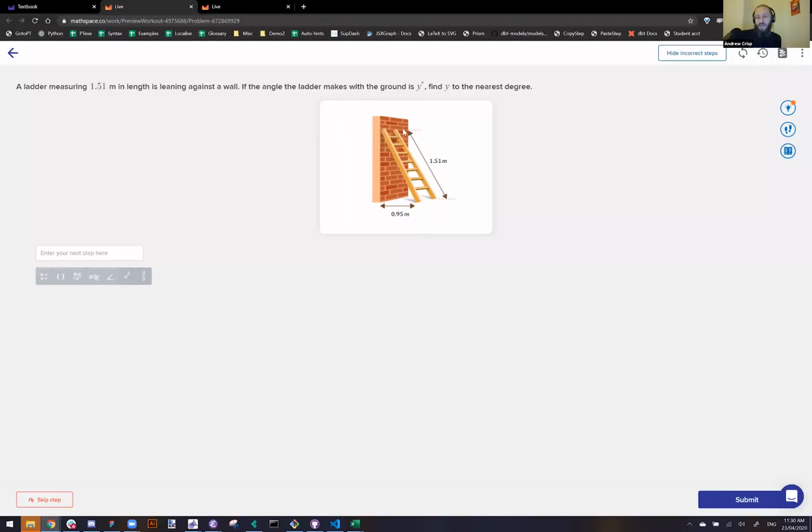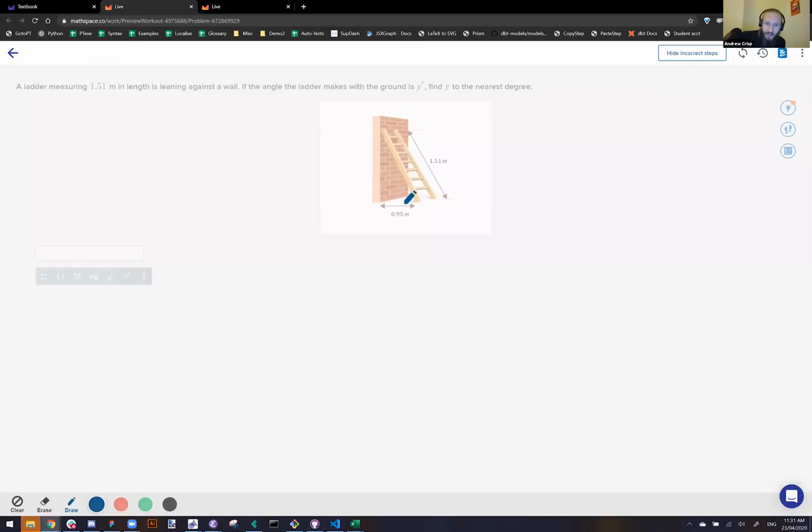But what we do know in this setup is that the ladder is 1.51 meters long and it's 0.95 meters away from the wall. Now, this diagram doesn't even have the angle on it. Where does the angle come from? Well, this angle here, y, is down here. That's because it tells me that the ladder makes an angle of y with the ground. So between the ladder and the ground is y degrees.